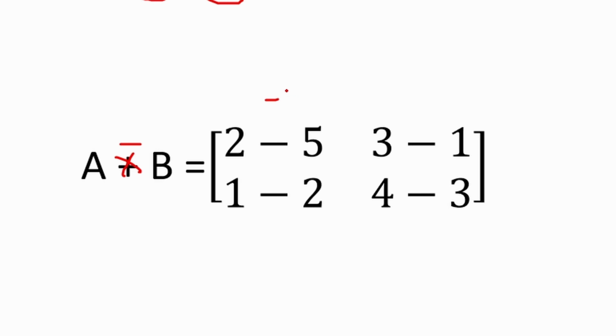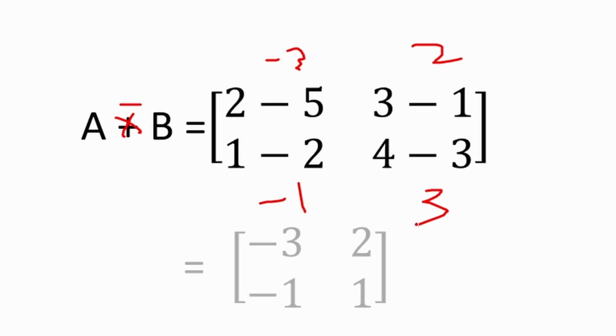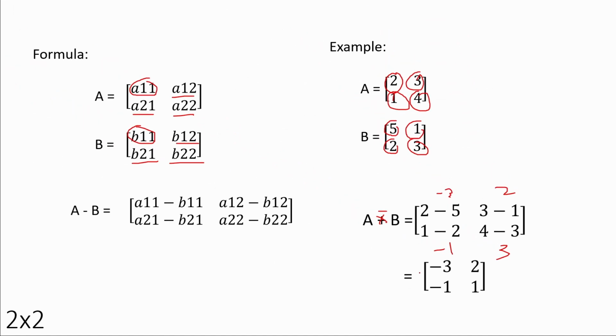2 minus 5 is minus 3. 3 minus 1 is 2. 1 minus 2 is minus 1. 4 minus 3 is 1. That's the answer. Okay.